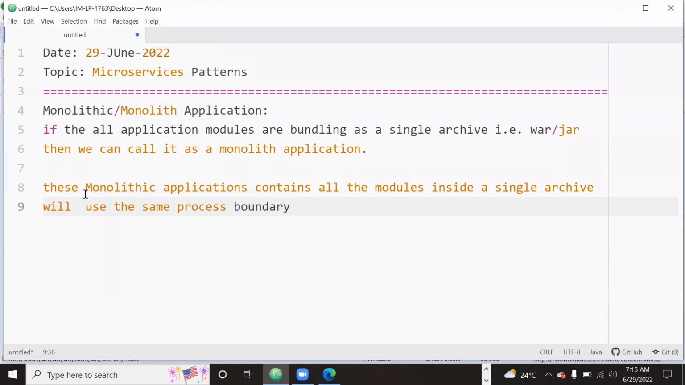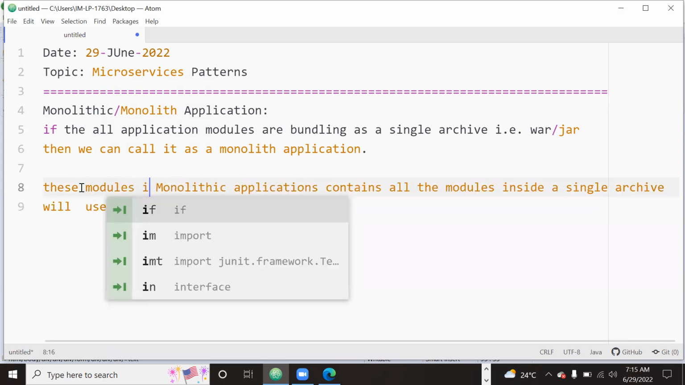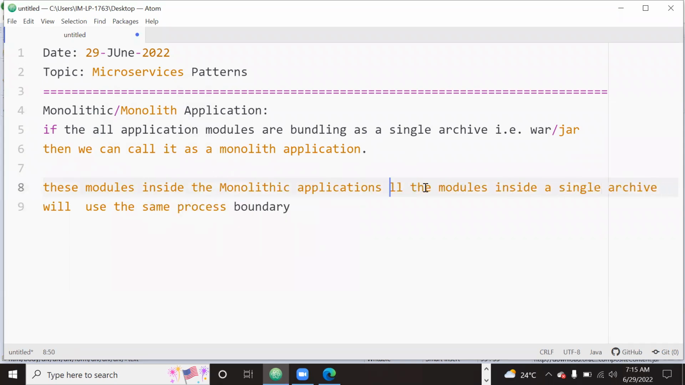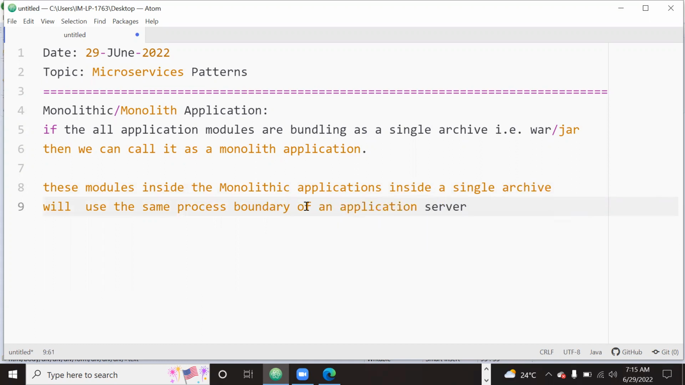These modules inside the monolithic applications, right? Monolithic applications, modules inside the monolithic application, inside a single archive will use the same process boundary of an application server or a web server.